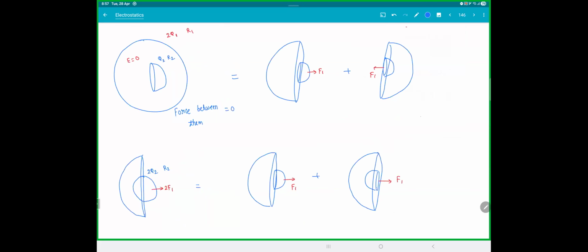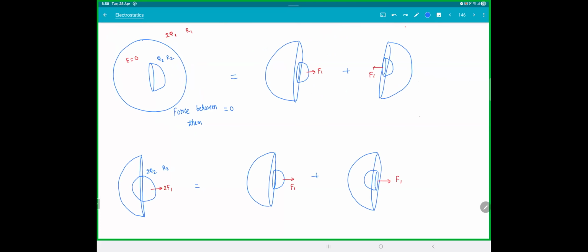Again, what I did, I can't do this directly. So first I said, let the outer sphere be full. In a full sphere, the field inside is 0. So no matter what you keep inside, the force will be 0. From there, I argued, if I can make this full outer sphere into 2 pieces, the left half and the right half, the forces due to the left half on this small hemisphere and due to the right half must add to 0. So that means these two forces are equal and opposite.